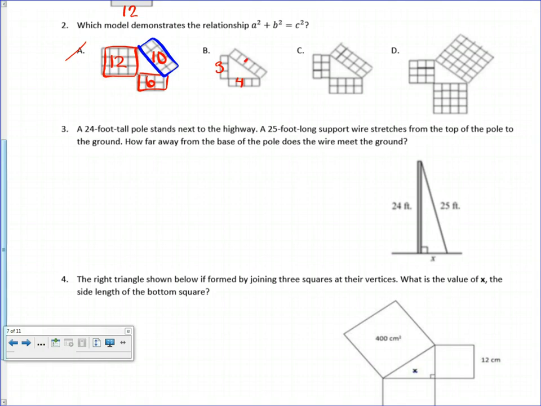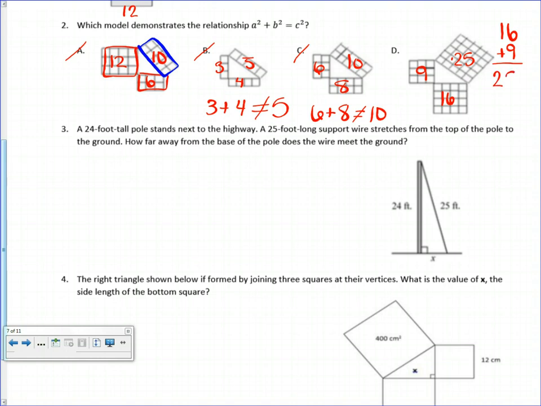B, we have 3, 4, and 5. 3 plus 4 does not equal 5, so it can't be B. C, we have 6, 8, and 10. 6 and 8 do not equal 10, so it's not C. And letter D, we have 9, 16, and 25. So 16 and 9, if I add those together, I do get 25. So letter D shows A squared plus B squared does in fact equal C squared.